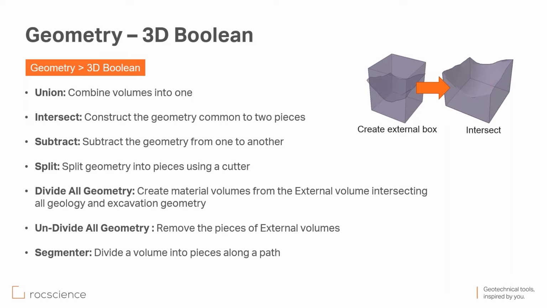After adding all these surfaces and volumes and pieces of geometries, you have to combine them, cut them, divide them to create one final model. To do that, we have these 3D Boolean options, including union, which joins the pieces of geometry, or divide all geometry, which creates material volumes and creates external volume. We have to use these options, and we're going to show you how to use these options in the 2 demos that we're going to show after my presentation.